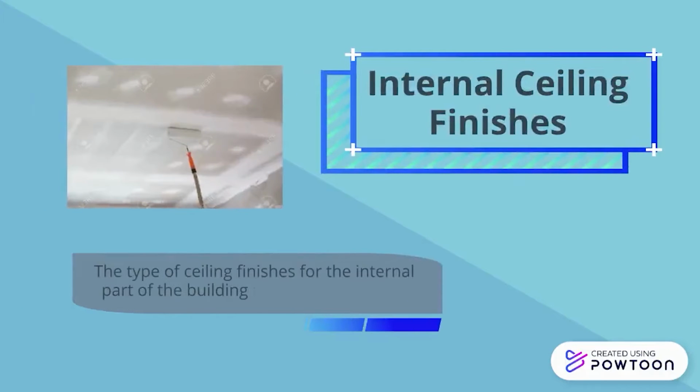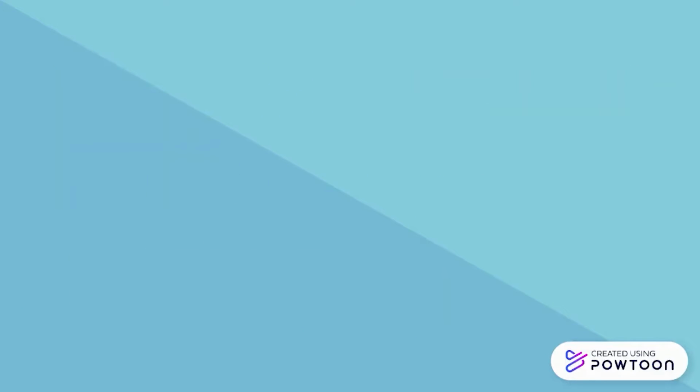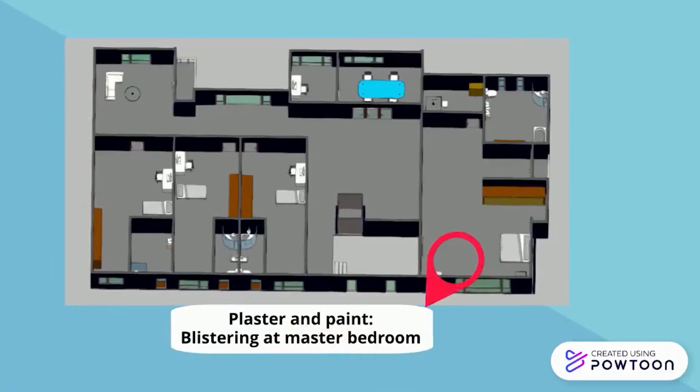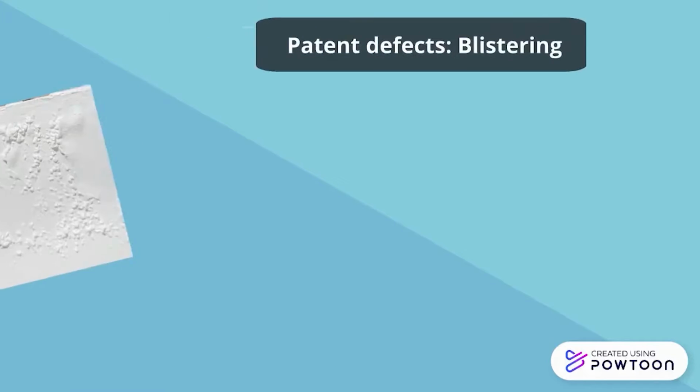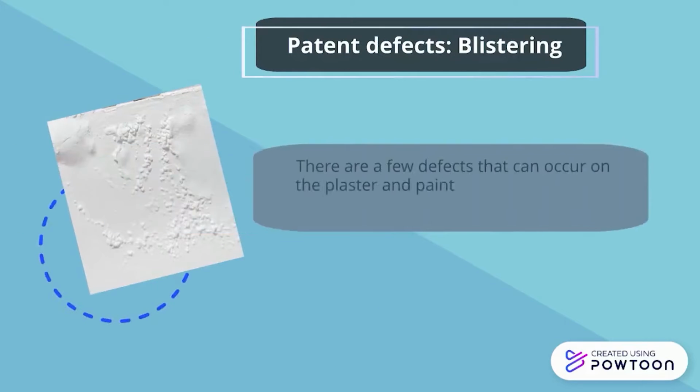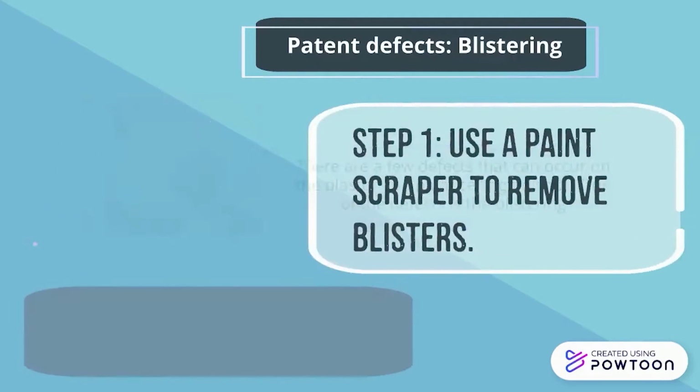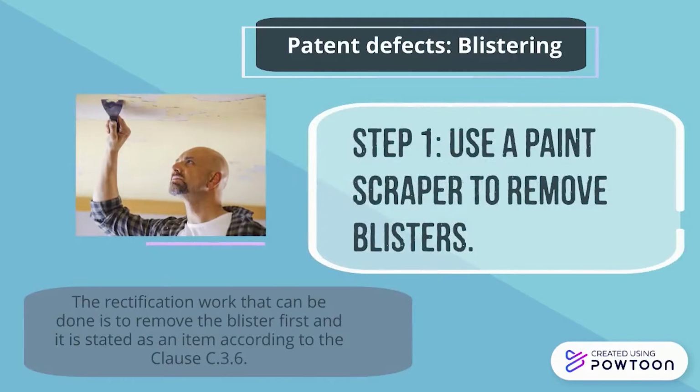The type of ceiling finishes for the internal part of the building is plaster and paint. There are a few defects that can occur on the plaster and paint ceiling finishes, and one of them is blistering. The rectification works that can be done is to remove the blister first, and it's stated as an item according to class C.3.6.